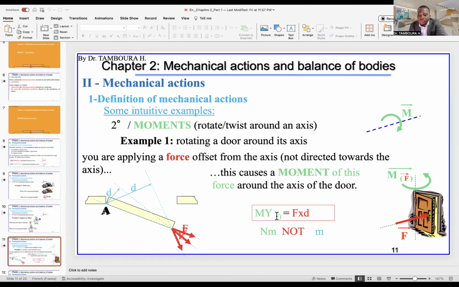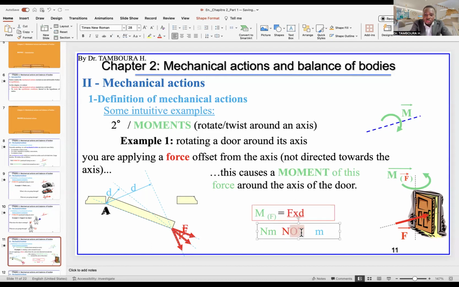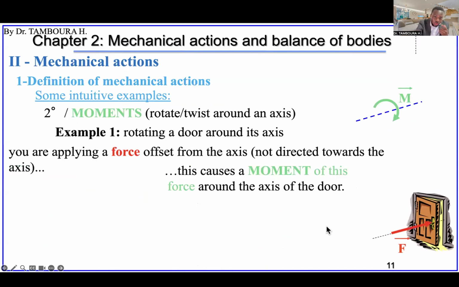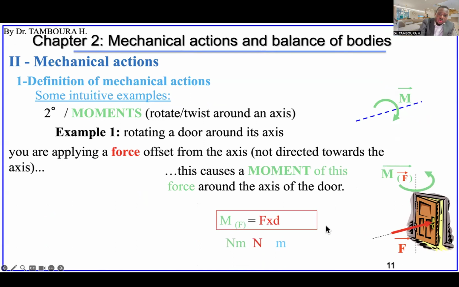Here, we don't have this. This is just F of this force, the moment of this force. And this is just in Newton. The force is in Newton. Yeah. So this is example number 1. Okay. Rotating a door around its axis.